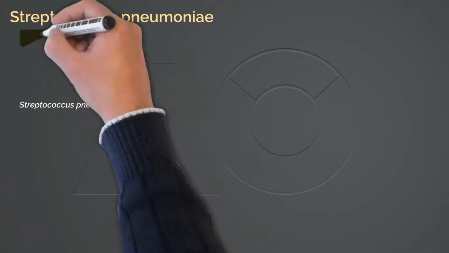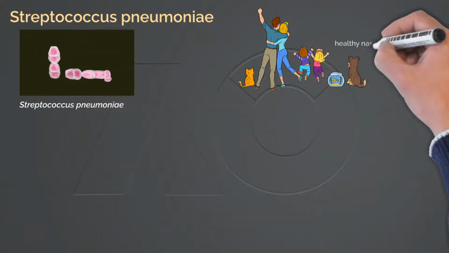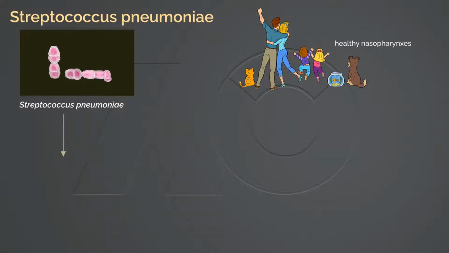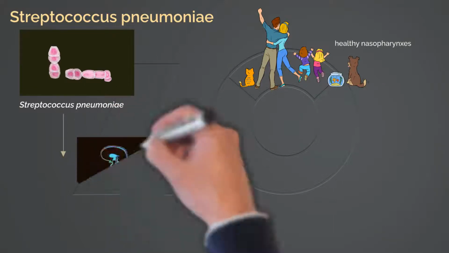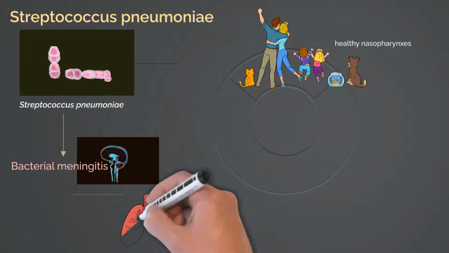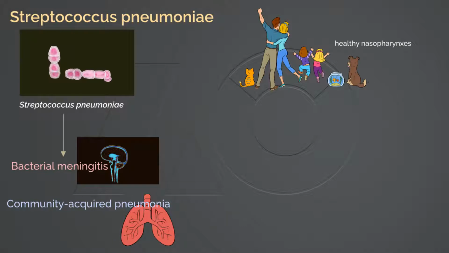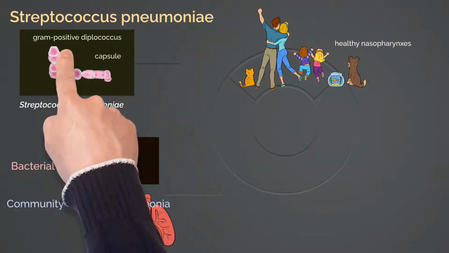Streptococcus pneumoniae is a very common bacterium. It can be found in many healthy nasopharynxes. As mentioned in an earlier lecture, Streptococcus pneumoniae accounts for one of the most common causes of bacterial meningitis. It is also the most common pathogen responsible for community-acquired pneumonia. Streptococcus pneumoniae is a gram-positive diplococcus. It is non-motile and encapsulated.